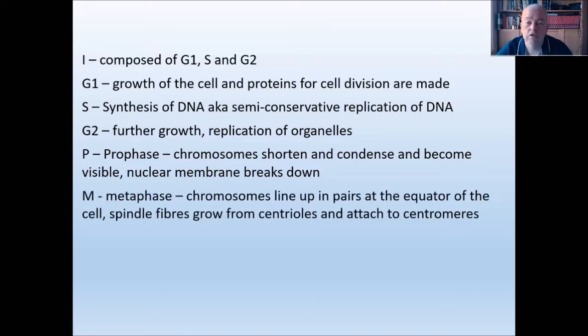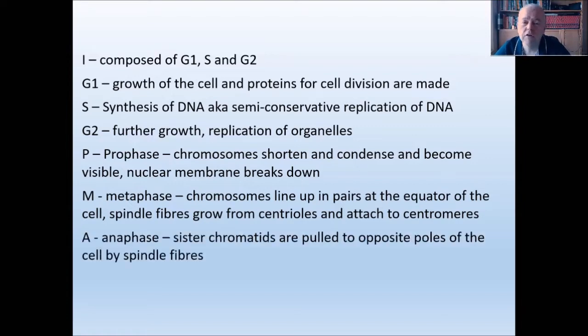Metaphase, things go into the middle, from metaphase to the middle. So our chromosomes are going to line up in pairs at what's known as the equator of the cell. Spindle fibers are going to start to form from the centrioles, the edges of the cell, and attach to the centromeres of our chromosomes. And on to anaphase.